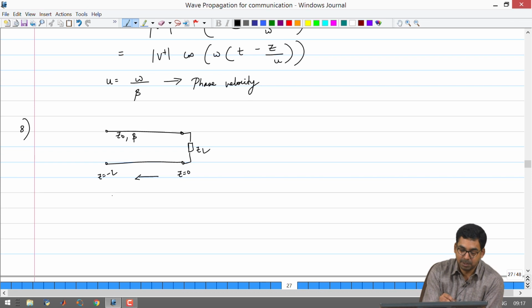So, it is not uncommon to find slightly different coordinate definition systems. Usually people will start with Z equal to 0 on the left hand side, Z equal to L on the right hand side. Anything is okay as long as you are consistent with it. There are no hard rules regarding this.